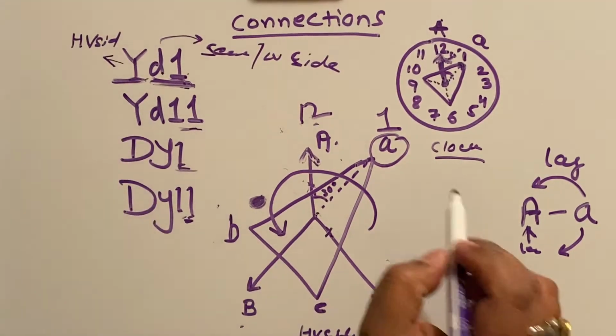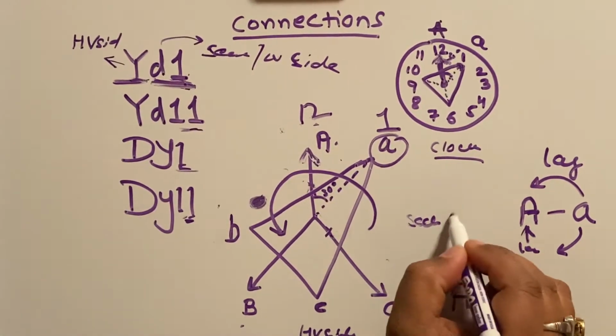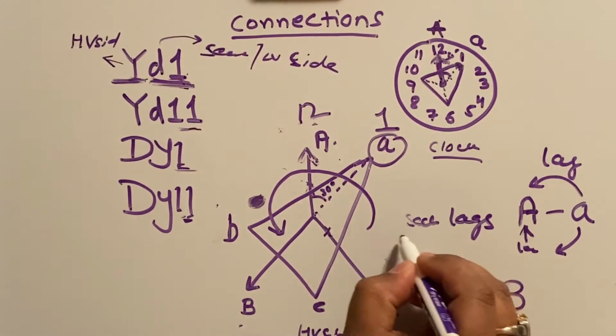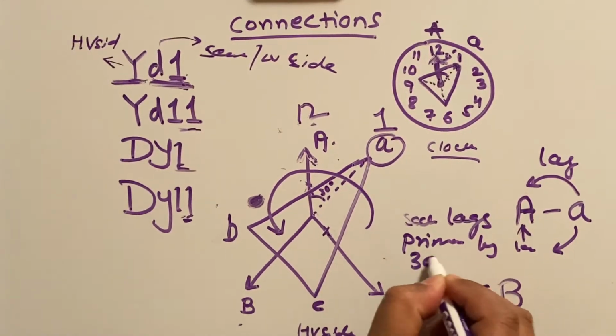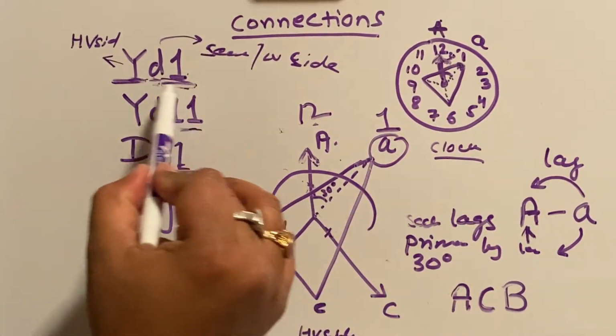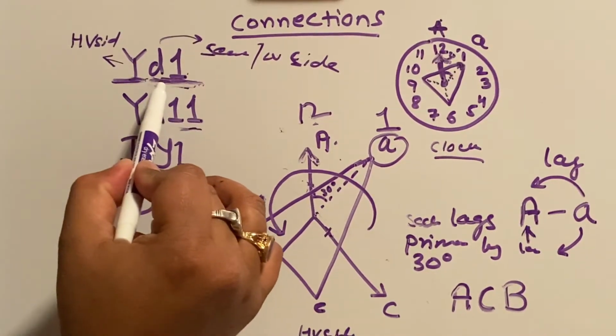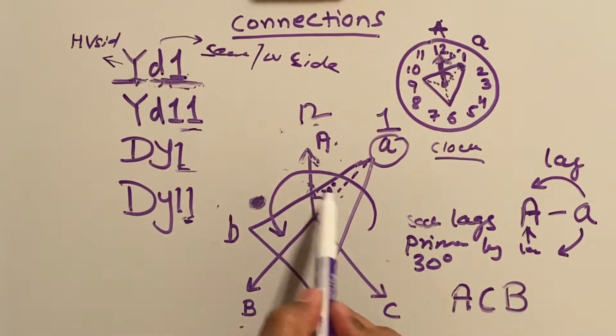So whenever there is a requirement of having the secondary lag the primary by 30 degrees, it means the secondary, in this case D, that is the delta winding, is lagging the primary winding by 30 degrees.